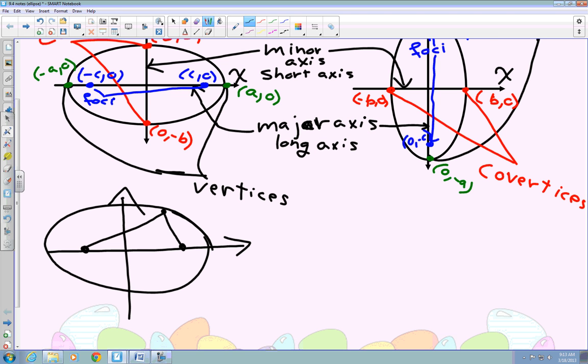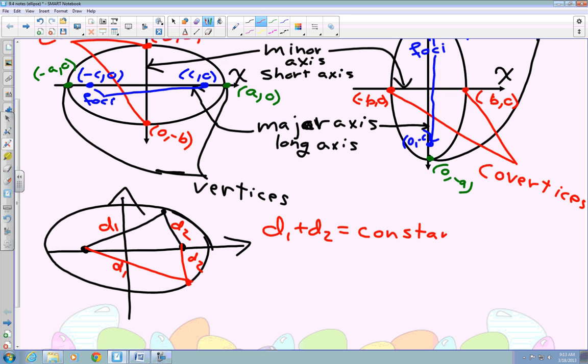If I pick a different point on my ellipse, this is D1, and this is D2. Pick a different point. Pick it over here. And then this time, this would be D1, and this is D2. If I add D1 plus D2, it's equal to a constant.